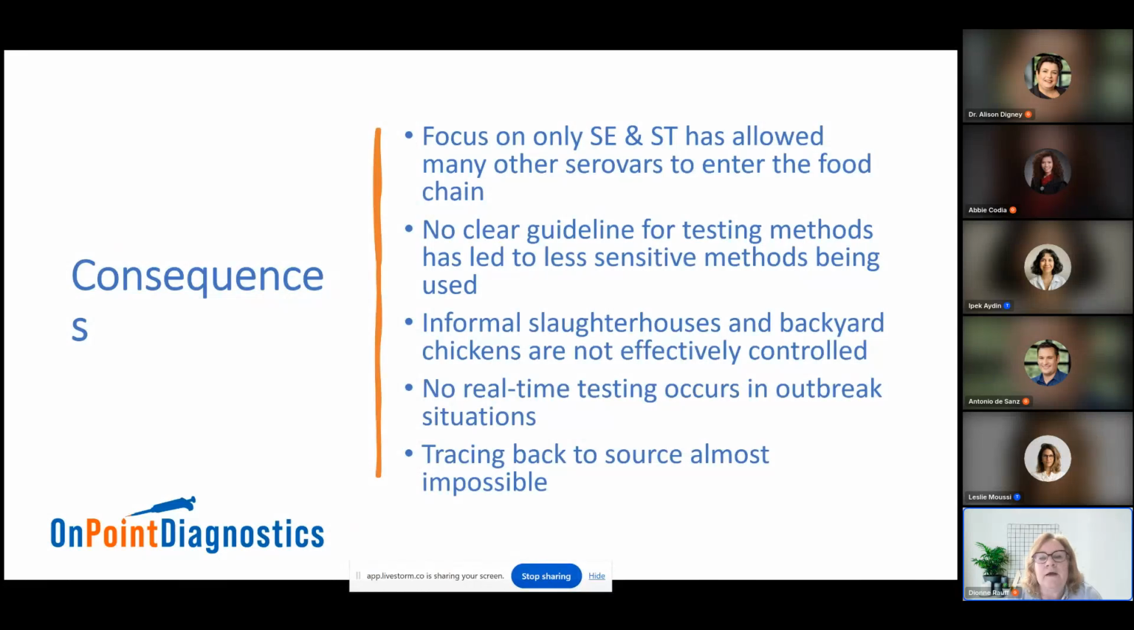With no clear guidelines for testing methods, this has led to often less sensitive methods being used. And informal slaughterhouses and backyard chickens are not effectively controlled. Very little, actually none, real-time testing occurs in outbreak situations. And this makes tracing back to source almost impossible.